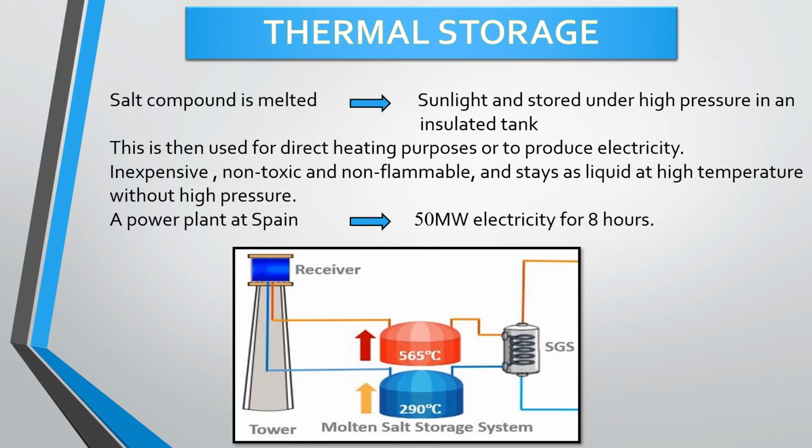The next type of storage is thermal storage. A salt compound is melted using sunlight and stored under high pressure in an insulated tank. This is then used for direct heating purposes or to produce electricity. The salt used is inexpensive, non-toxic, and non-flammable, and stays as liquid at a high temperature without high pressure. A power plant in Spain uses this facility, which runs 50 megawatt electricity for 8 hours.